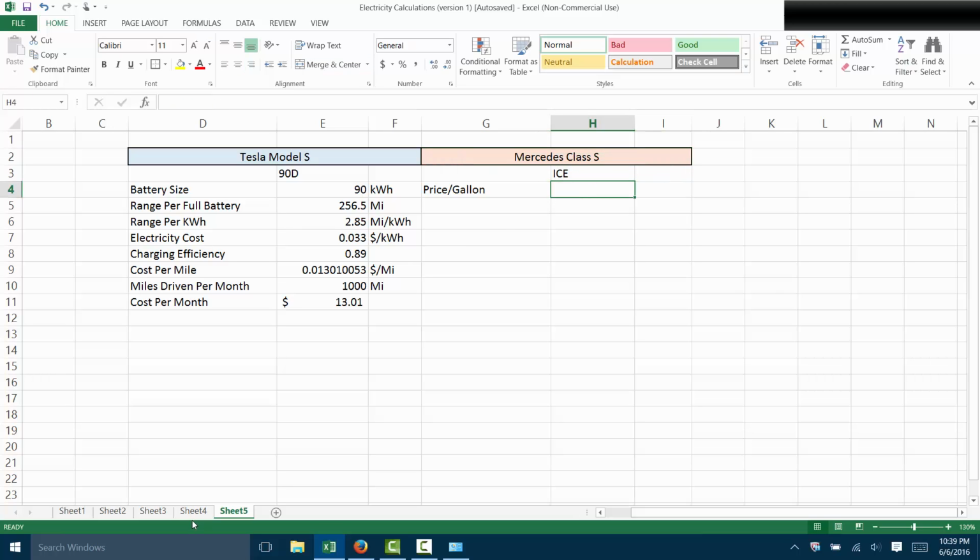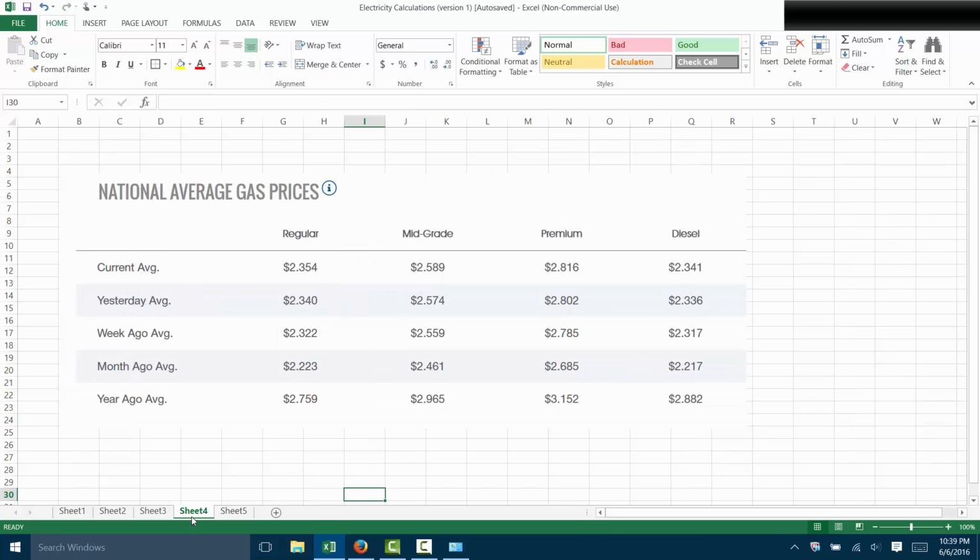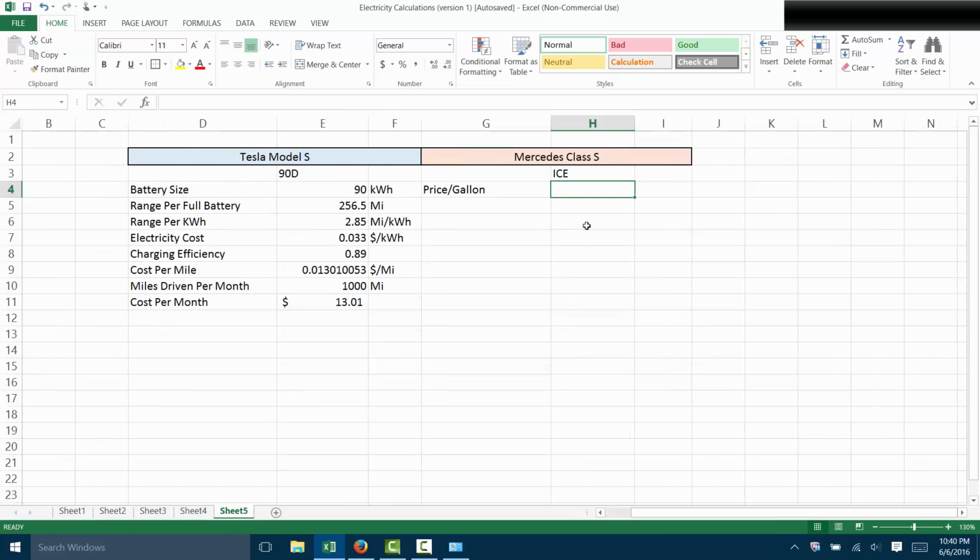So what I've done is I went and researched what the national average for gas is, and this is data we're looking at June 2016. So the gas is very, very inexpensive right now, but that changes over time. So instead of using premium, I'm actually going to use mid-grade, just to make it even more advantageous to the gas car, right? So that to make it even harder for the Tesla. So that number right there was $2.60, just rounding it up a little bit. So that is dollars per gallon.